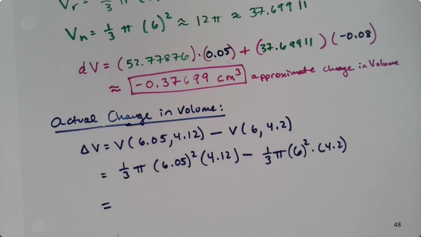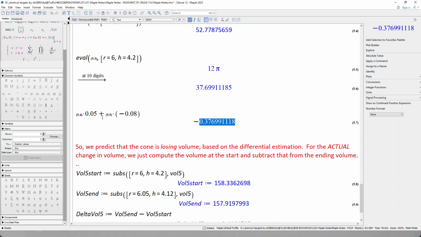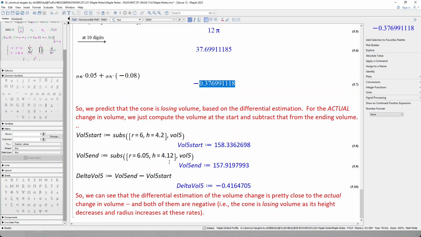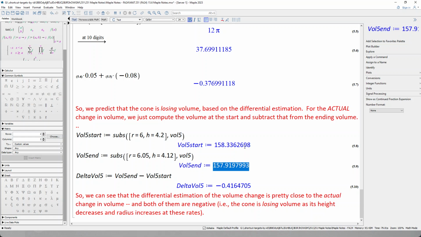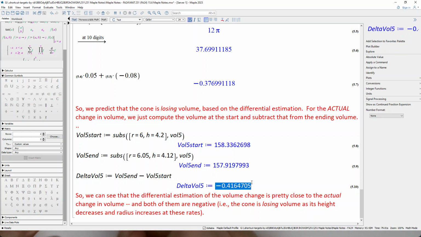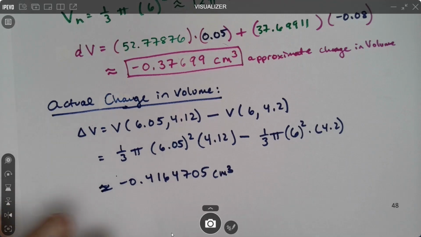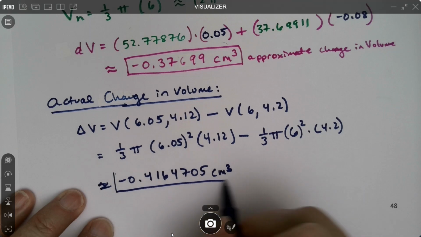And of course, we just make computers do this. We are not going to do this by hand. That's just insane. So let's see, it's right here. I actually did each piece separately. So there's the beginning, there's the end. And the difference was negative 0.4164705. And that would be centimeters cubed again, because this is volume, right? So centimeters cubed.